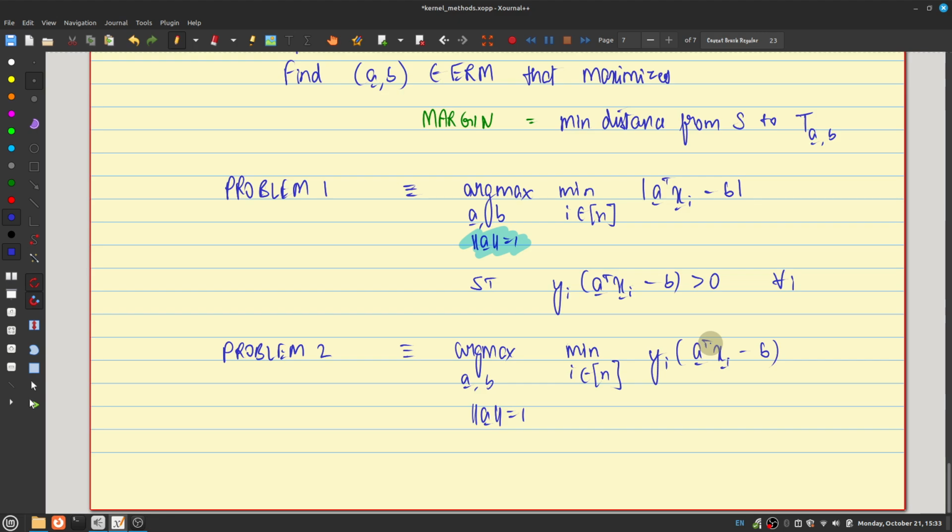What is the minimum value, number of points having negative? No. This is a function, right? It's a function of x and y. It's minimum over all 1, 2, 3 up to n. Correct. So yi is either +1 or -1. So again, this whole thing is effectively some function of a comma b.